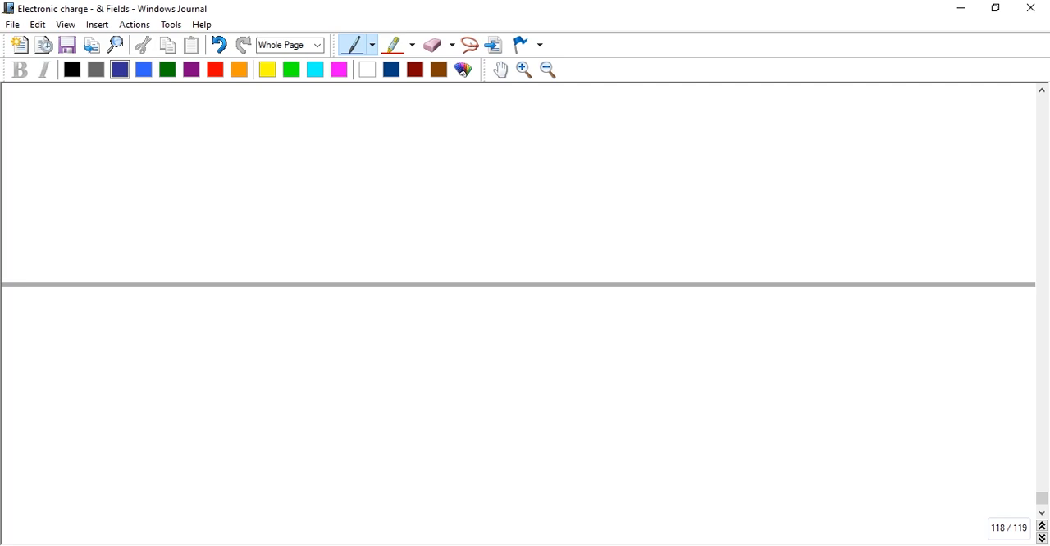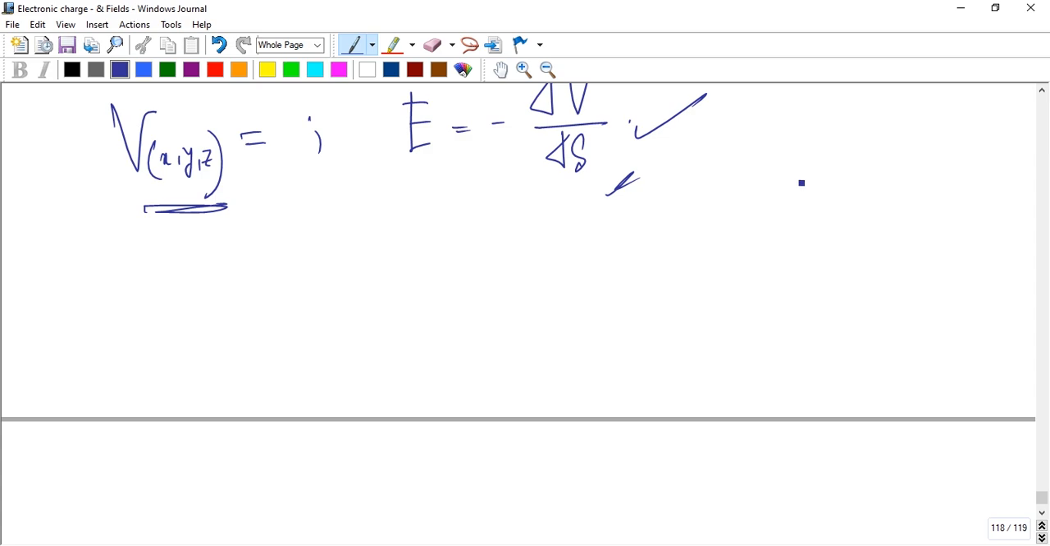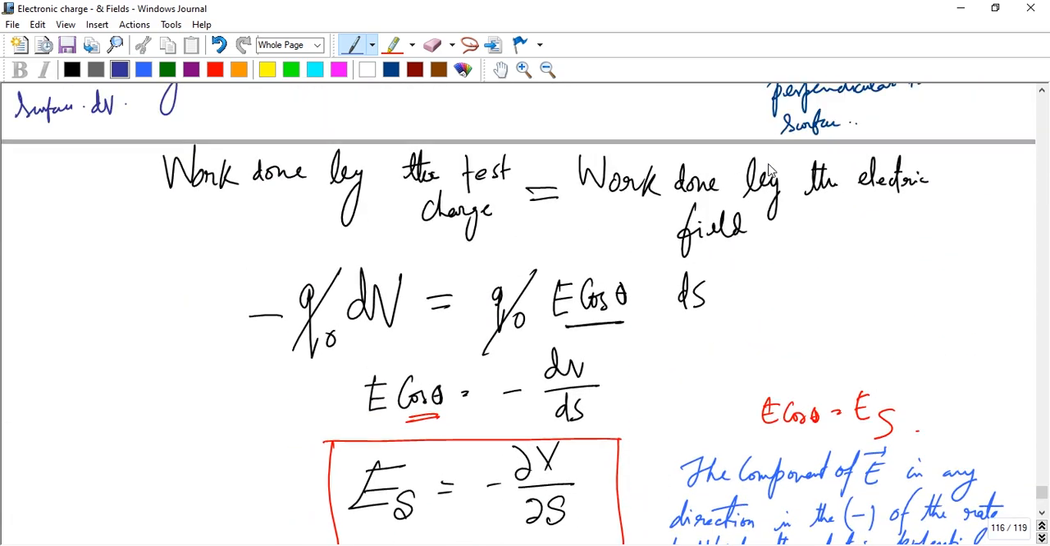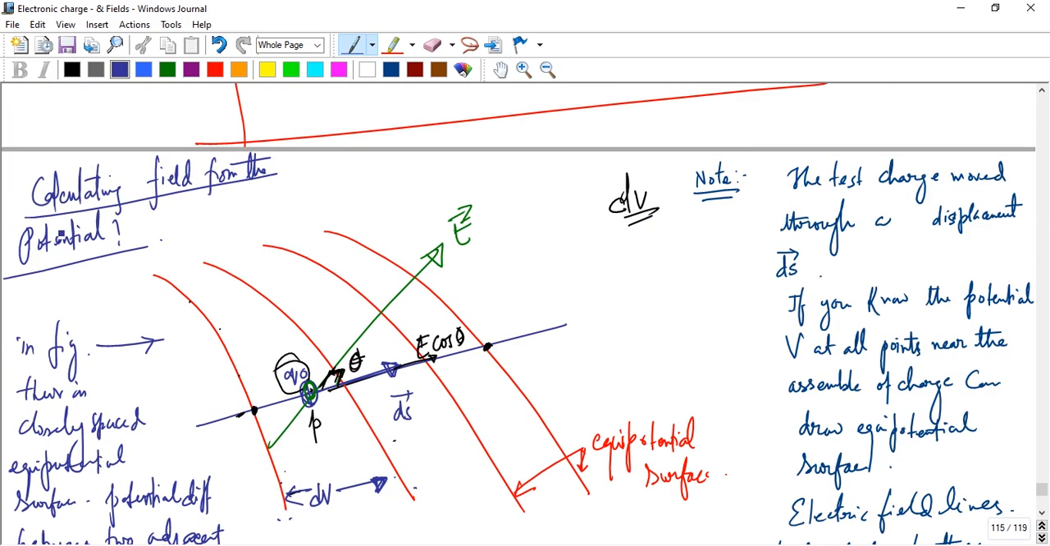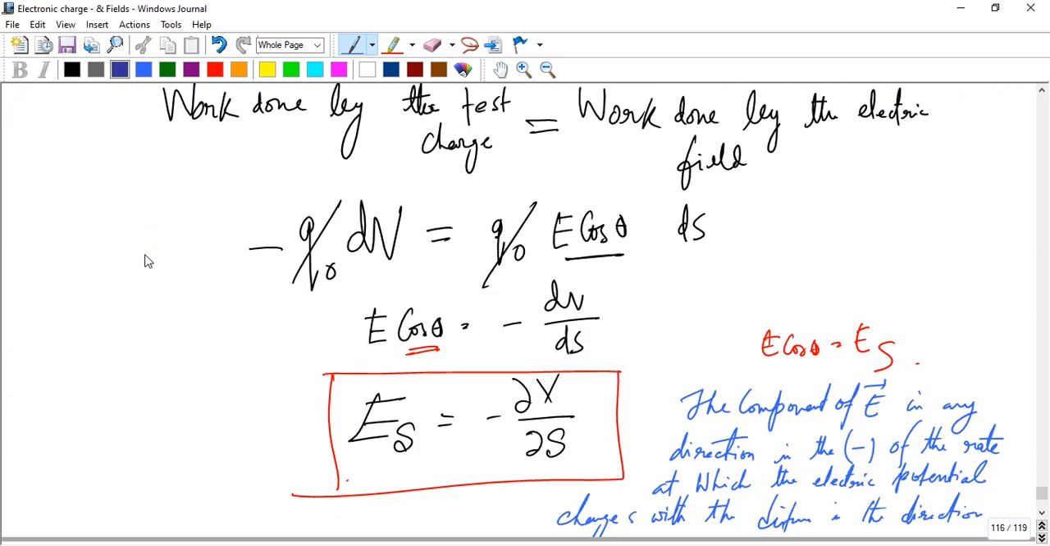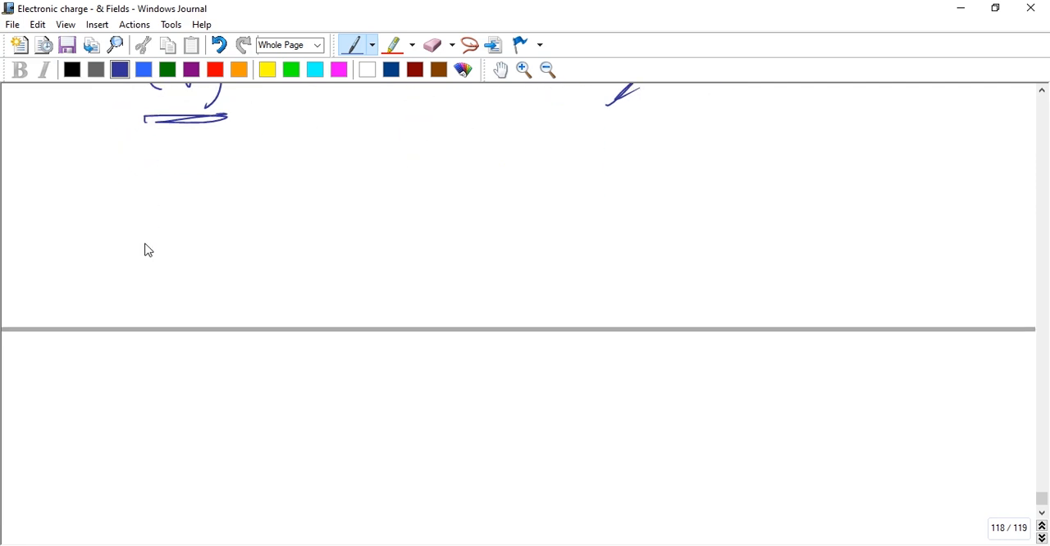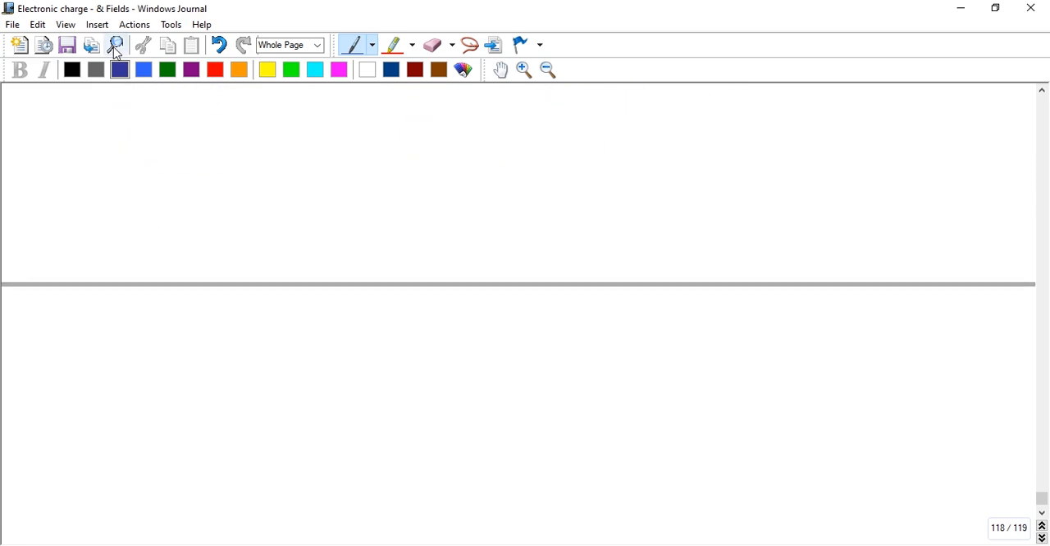So today we discuss electric potential energy of a system of charge. In the previous class we discussed calculating the field from the potential. Very easy concept. And now today we discuss the new concept. It's not a new concept. So, electric potential energy.